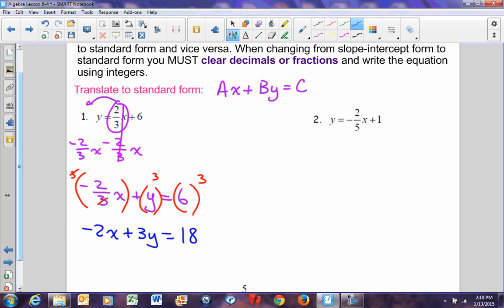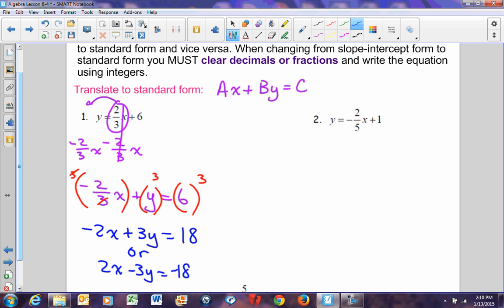Or if you prefer not to have the first term being negative, you can have positive 2x minus 3y equals -18. Either one works, they're both perfectly appropriate, and I do not have a preference of which one to use. But it must be written with integers.